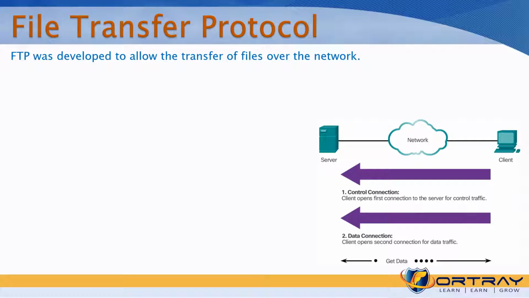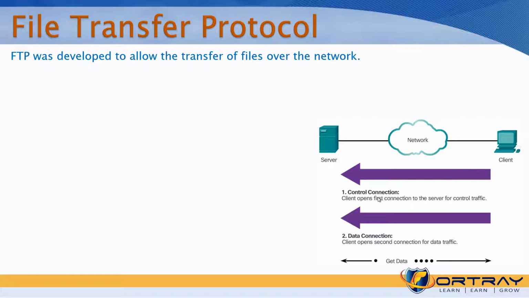FTP was developed to allow the transfer of files over the network. If you want to share a large amount of files from one server to another machine, from another computer, you can share over the network by using the FTP protocol or an FTP file sharing application, which uses a control connection and a data connection. The client opens the first connection to the server for control traffic, and the client opens the second connection for the data traffic.